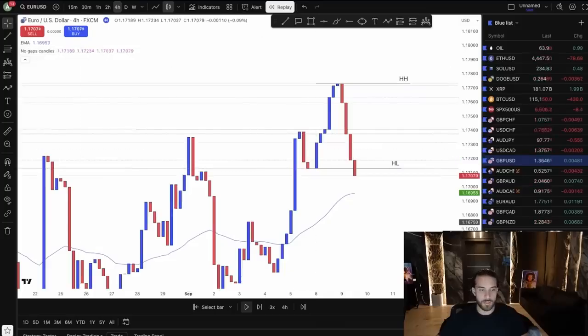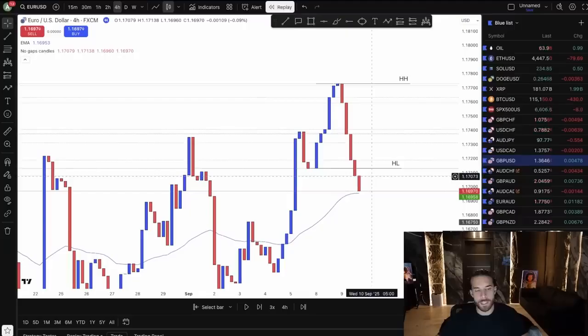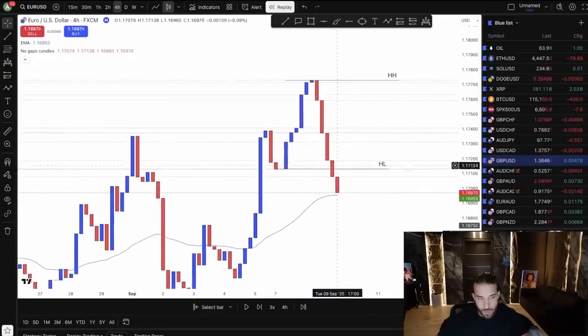Now, let's say something like that would happen. Something like that is now confirming that we have a body candlestick closed below the higher low, and now we are bearish. So as soon as this singular candlestick right here, body candlestick closed below this structure point, we are bearish.